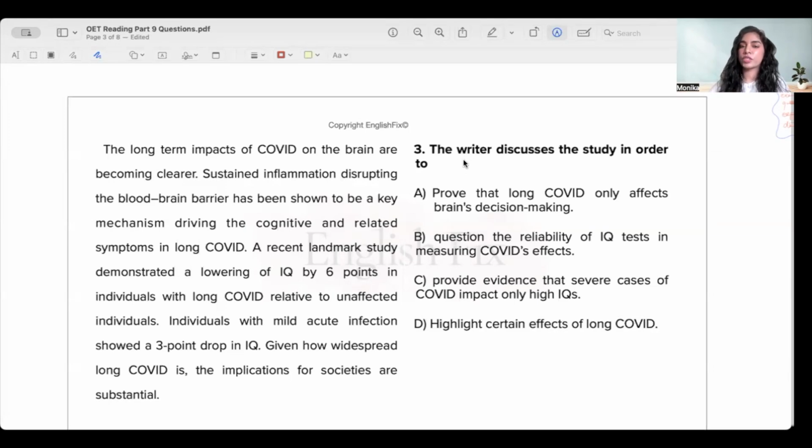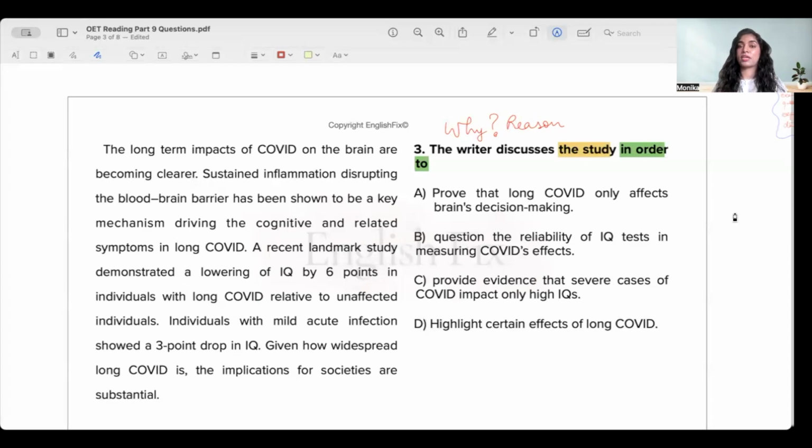Now, let's see what kind of question we have here. Here, the writer is saying that the writer discusses the study, and I want you to notice this term, in order to. So basically, they're asking you, why is the writer discussing this study? The writer is discussing this study to ABC, any of these reasons. These kinds of questions are the easiest to answer, in my personal opinion, because the answer is staring you right in the face.